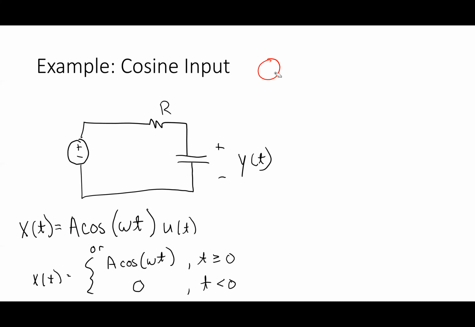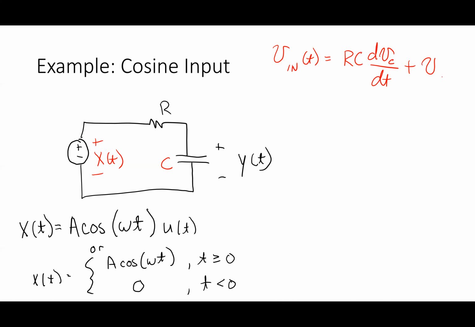the differential equation. If I put this in sort of more math form, right? My input is X, my output is Y. Y is the voltage on the capacitor. So we wrote this out before. Basically, we said the voltage on the capacitor, or my input voltage, was RC dV_C/dt plus V_C.